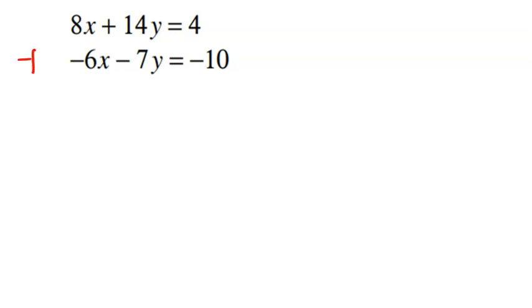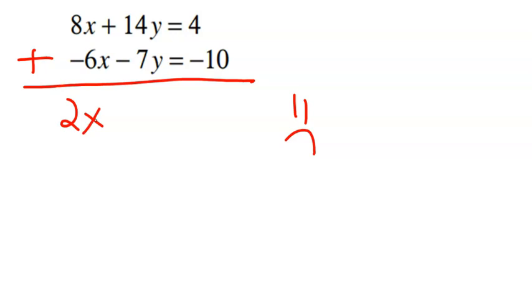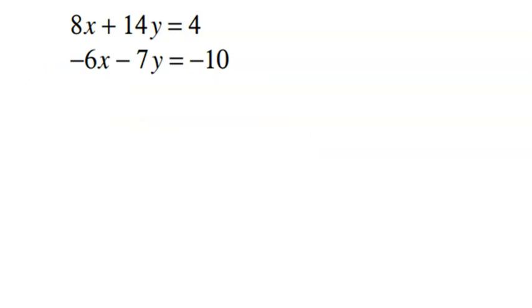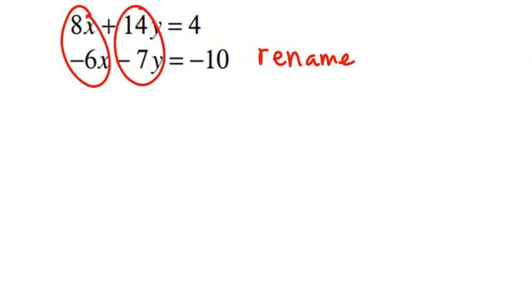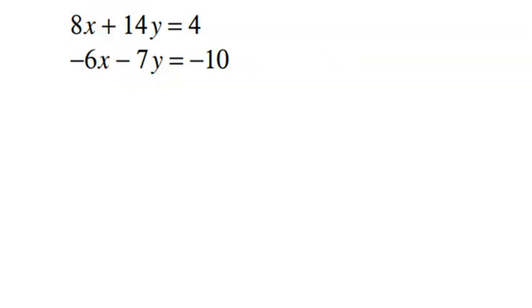You'll notice if I added this system together, I would not get an elimination, and you cannot solve an equation that has two different variables. So what we're going to do is rename one of these sentences. You can choose any sentence you want, but you're going to rename it so that one of these coefficients will become the opposite of the other.